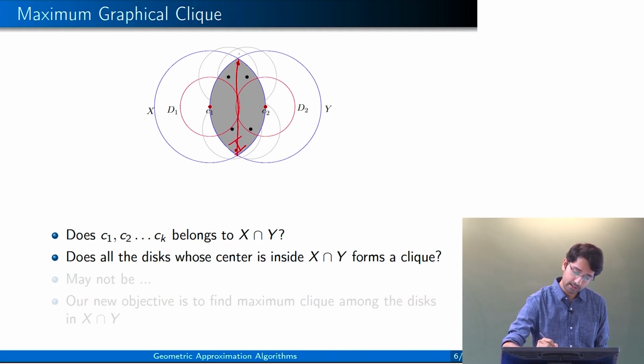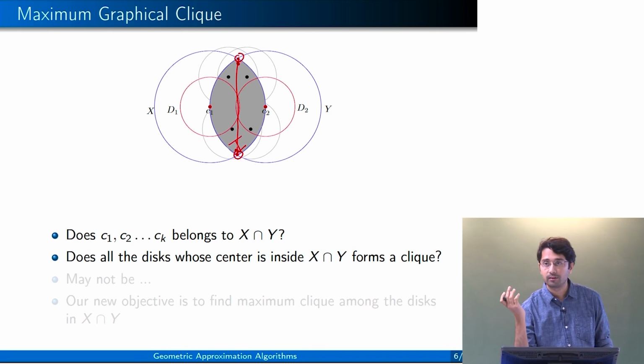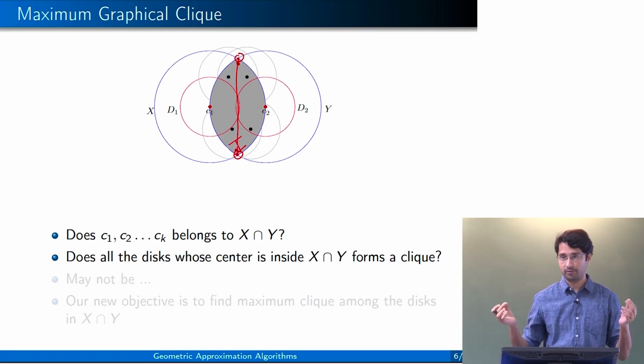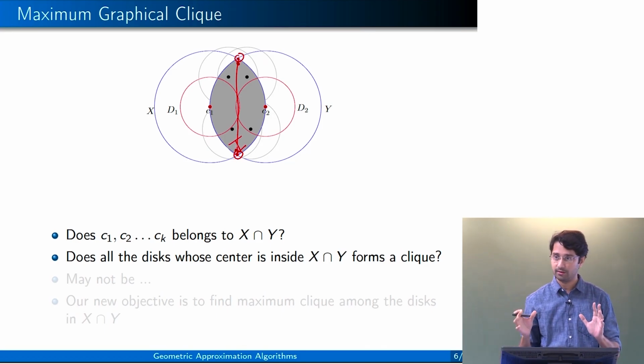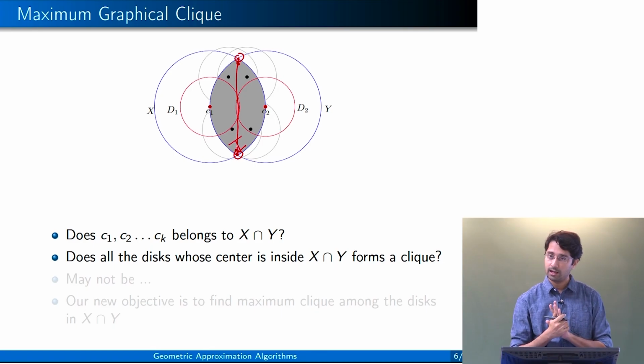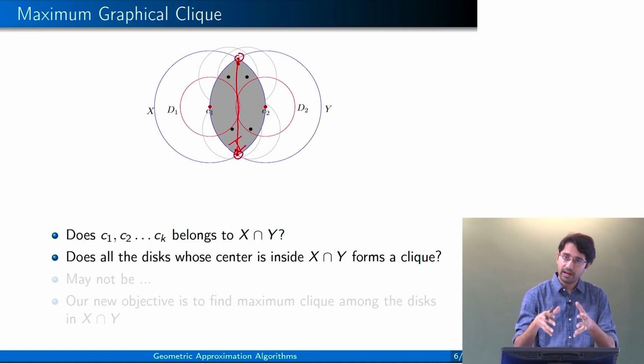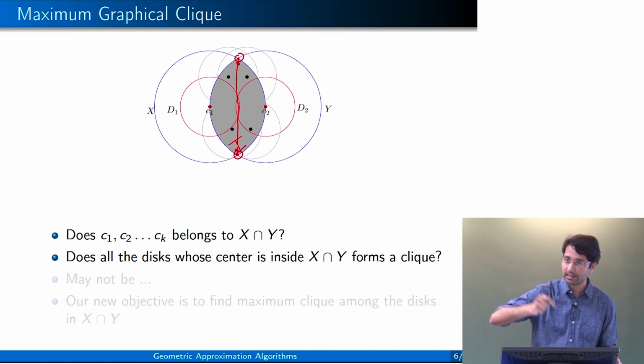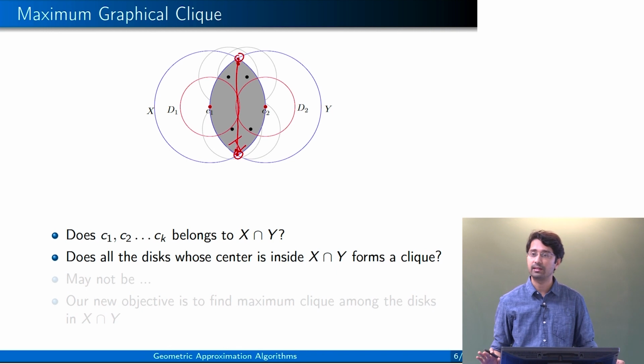So, if a disk is centered at this point and there is a disk centered at this point, they will not intersect. So, what we have is the furthest pair of disks. I take the intersection, found a region, and within that region there are a lot of centers. Now, my new objective is to find the maximum clique among the disks whose center lies in that region.